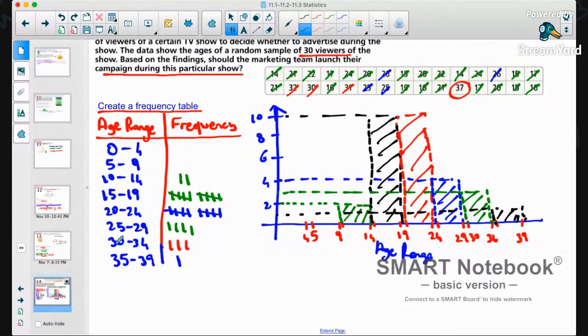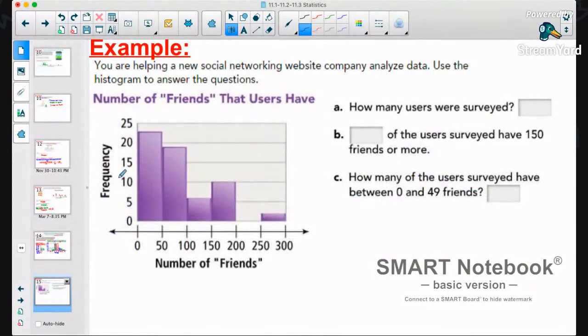Next, this is another type of question. You are helping a new social networking website company analyze the data. Use the histogram to answer the question. Number of friends that users have. How many users were surveyed? To be able to understand how many users were surveyed, we need to check the frequency. When you look at the first bar, what is the frequency here? Let's say 22. When you look at the second bar, what is the frequency, ladies and gentlemen? Let's say 18.